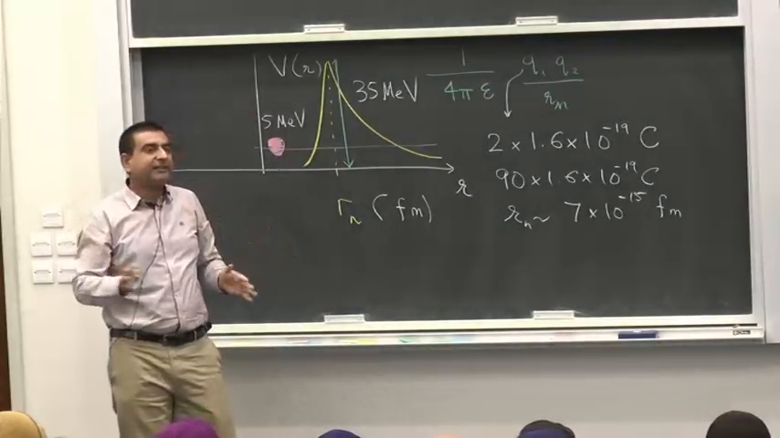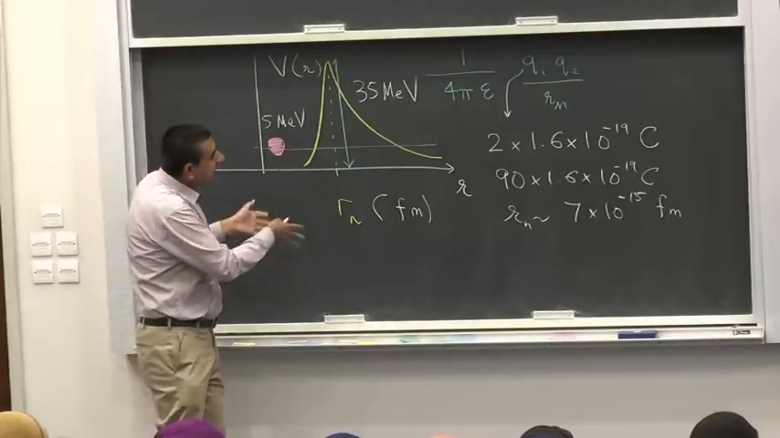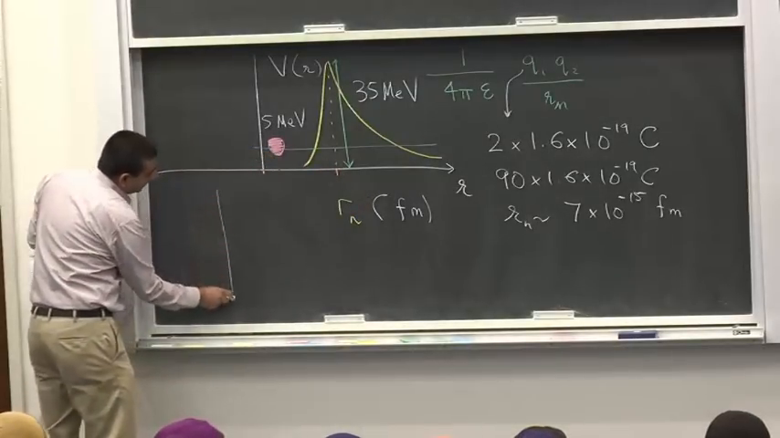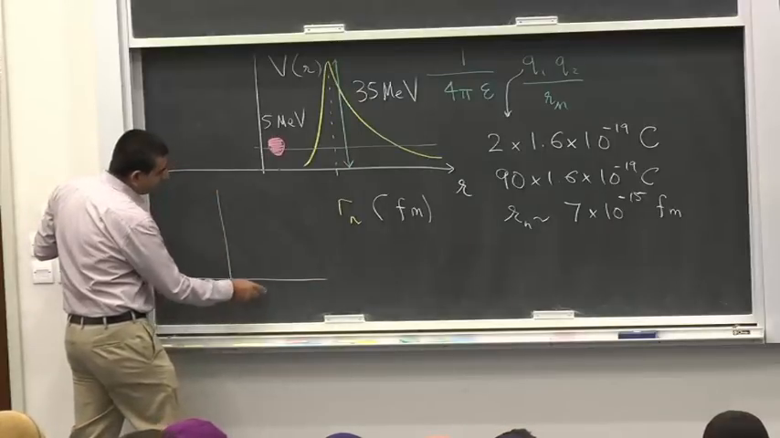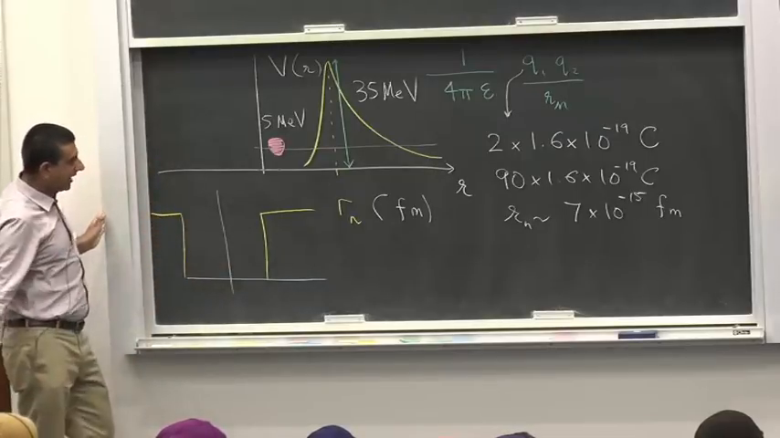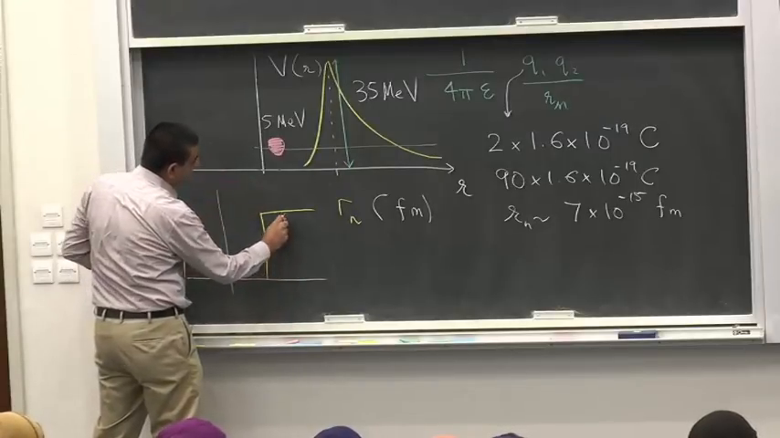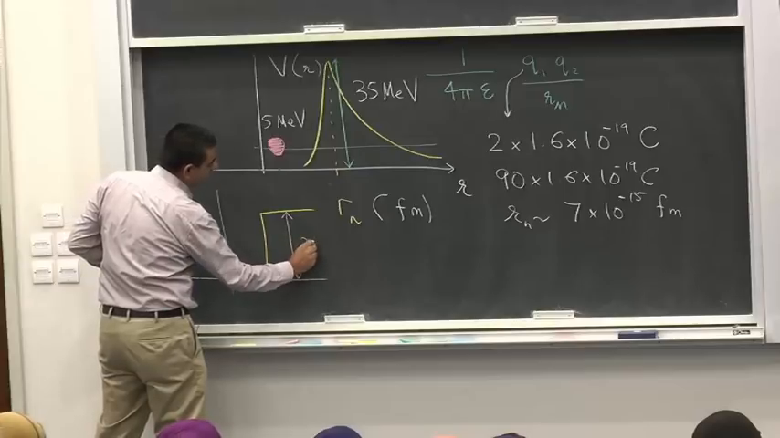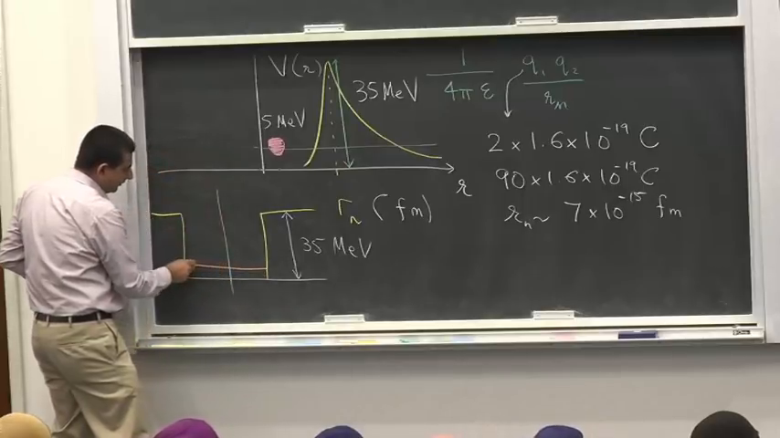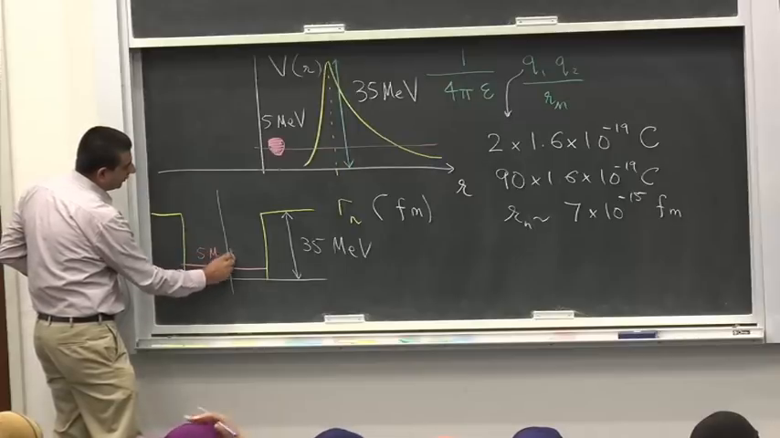Now, classically, there is no chance this particle can escape the nucleus because it's in what is called a finite well. If I would like to model this in a simplistic fashion, I would model it in the following way. I have a finite well in which the height of this barrier is 35 mega electron volts, and I have a particle inside which has an energy of a mere 5 mega electron volts.